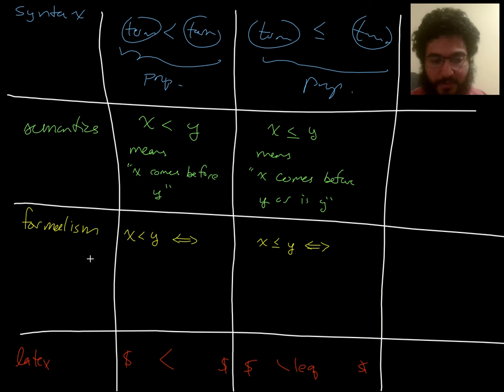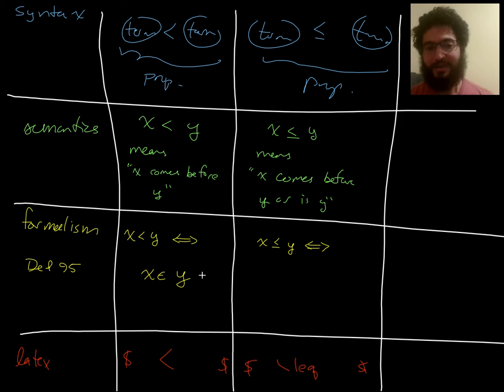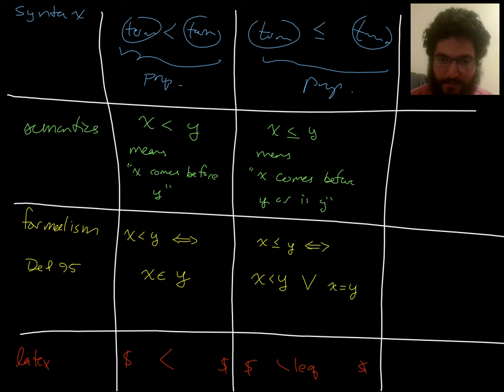Okay, and here comes the formalism. So this is definition 95. Okay, are you ready? x is less than y shall mean x is in y. x is a member of y. Okay, so after all that talking about syntax and semantics and the symbol, it's just another way of writing the membership symbol. That's all it is. And then what's this going to mean? x is less than or equal to y is going to mean x is less than y, defined over here, so x is a member of y, or x is equal to y. That's it. Let me put it in parentheses.